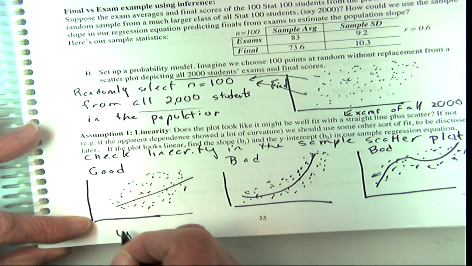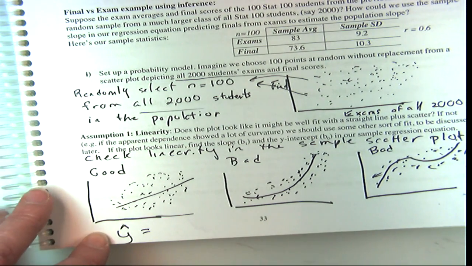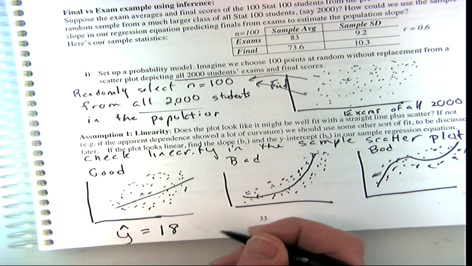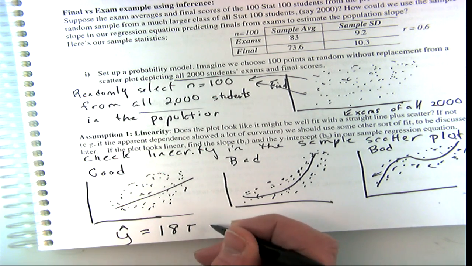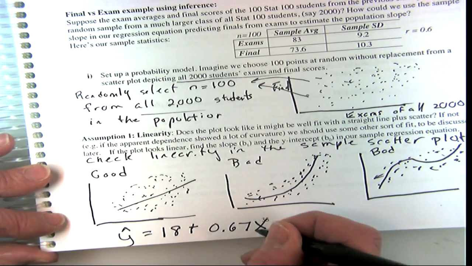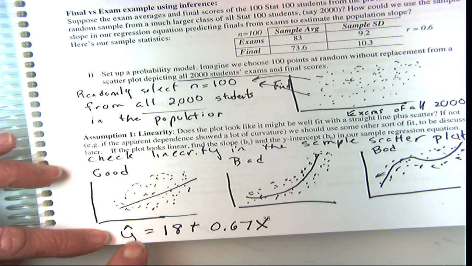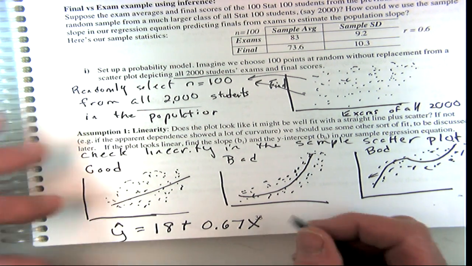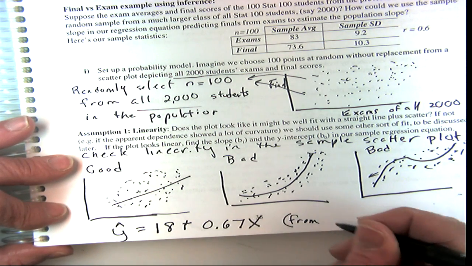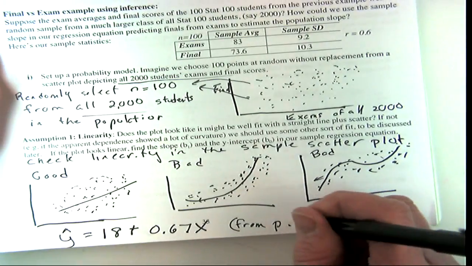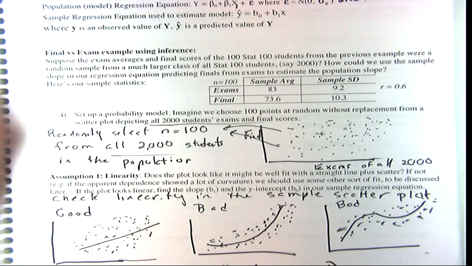And now it's our predicted y. This is our sample regression equation, which is equal to, now you put the intercept first, beta naught, that's the first thing, 18, plus 0.67x. All right, that's final. Our predicted final equals 18 plus 0.67 times the exam average. And this is from the previous page, page 31. Okay, so that's nothing new.